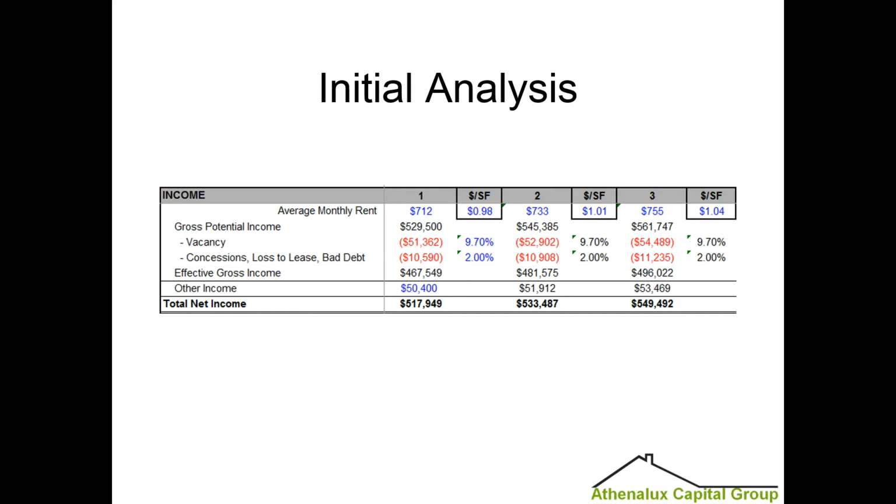So I've got our initial analysis up here. The average rent for all the units, in this case about 62 units, 1 and 2 bedrooms, is about $712 a month. Taking a standard 3% rent increase, we're up to 733, and then in year 3 up to 755. You can see some of the other vacancy, bad debt, and loss to lease projections there. That gives us roughly 550,000 in total net income in year 3.